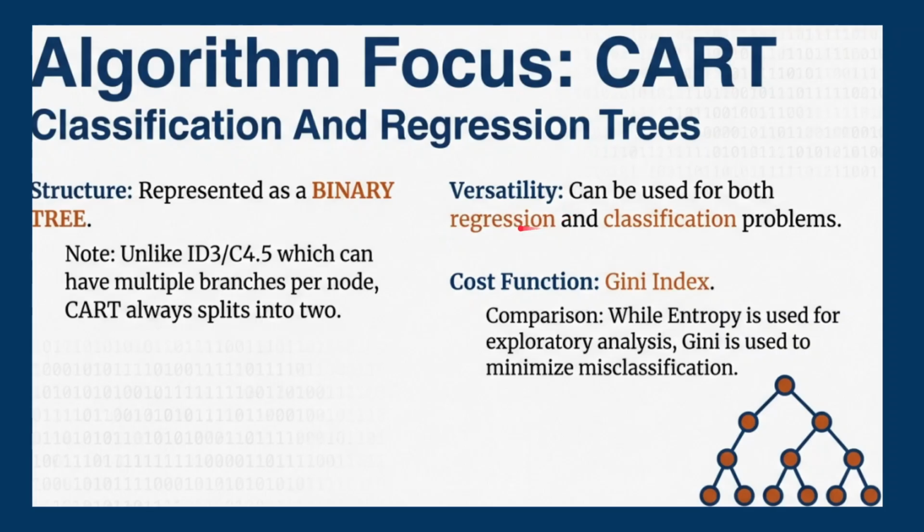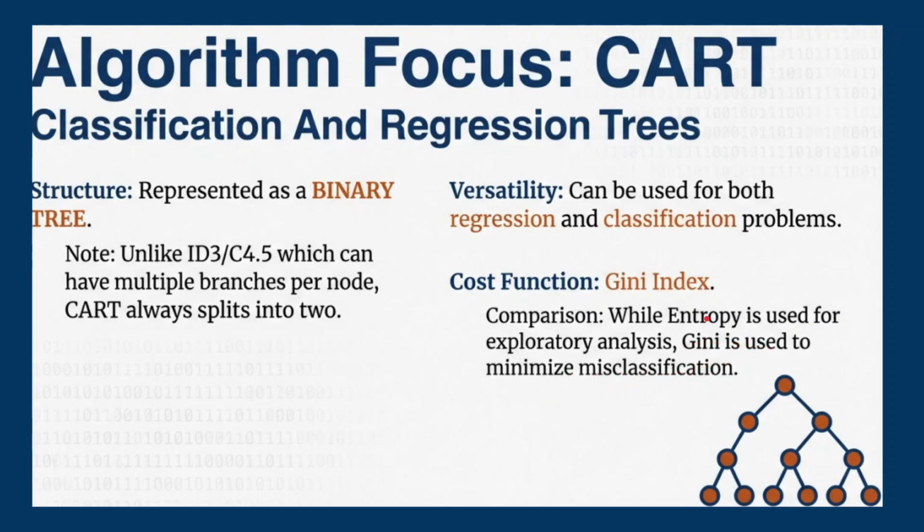It is also used for regression, as the name implies, classification and regression tree. And the cost function we are using here is the Gini index. This is one name of the index, called Gini index, which is compared with entropy. Gini is used to minimize the misclassification. How do we minimize the misclassification? We do it by doing the exploratory analysis. So while entropy is used for exploratory analysis, Gini is used to minimize the misclassification.